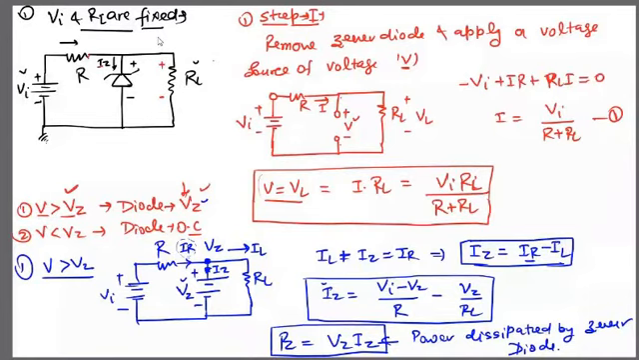In this first case, the Zener diode is considered to be in the on state. And in the second condition, it is considered as off state. I think this is very easy to understand. Yes, everything is in steps.